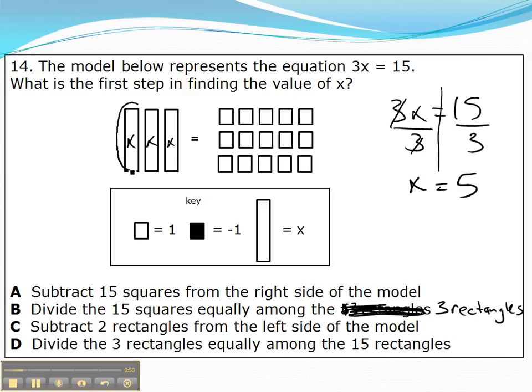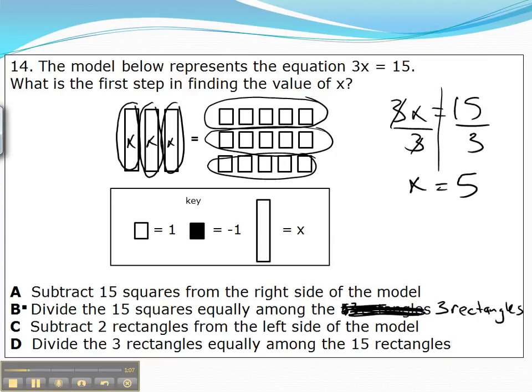On the model, it looks like this. We're dividing the 3 x's into 3 groups with 1 x in each group. We're dividing the right side into 3 groups with 5 squares in each group. What we've done is we divided the 15 squares among the 3 rectangles, which is answer choice B if we look at it correctly, if we have the right number there. Divide the 15 squares equally among the 3 rectangles. You'll have 5 squares per rectangle. X equals 5.